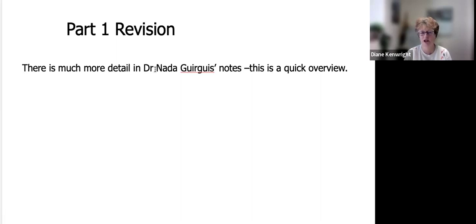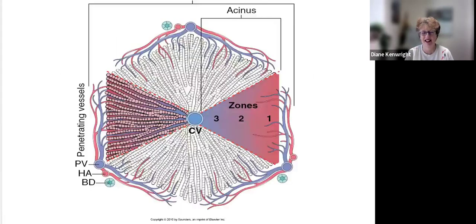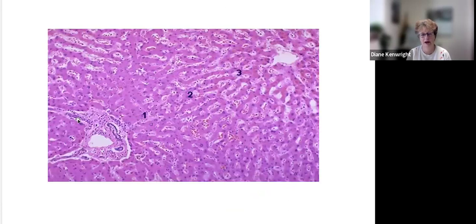Okay, so remember, just look at the notes from ELM. There's lots more detail there. And the first thing that we're going to revise is the structure of the liver. So remember the acinus, there's a central vein, and then zones 3, 2, and 1 with different metabolic functions. And zone 3 is the most vulnerable to low oxygen. There's a portal tract with a portal vein, hepatic artery, and bile duct. And when we look at this down the microscope, here we can see the portal tract, the central vein, and zones 3, 2, and 1.